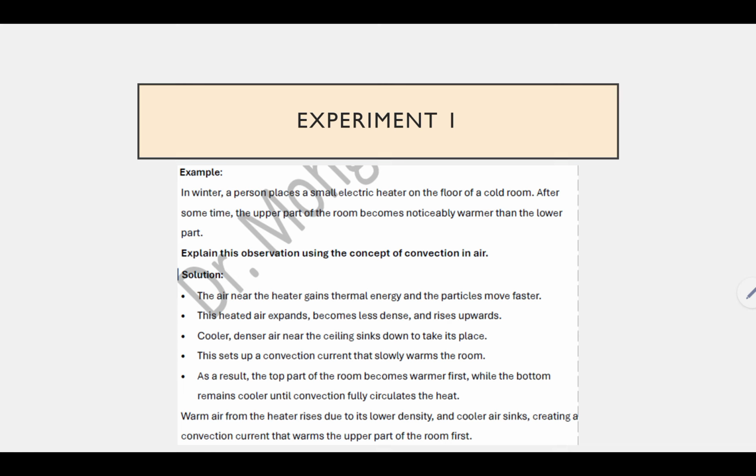In winter, a person places a small electric heater on the floor of a cold room. After some time, the upper part of the room becomes noticeably warmer than the lower part. Explain this observation. The air near the heater gains thermal energy, so particles move faster. The heated air expands, becomes less dense, and goes up. The cooler, dense air near the ceiling sinks down by convection current. As a result, the top part of the room becomes warmer first, while the bottom remains cooler until full circulation of heat happens.